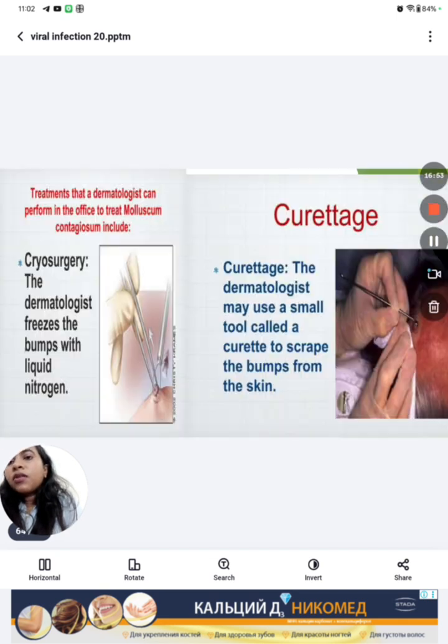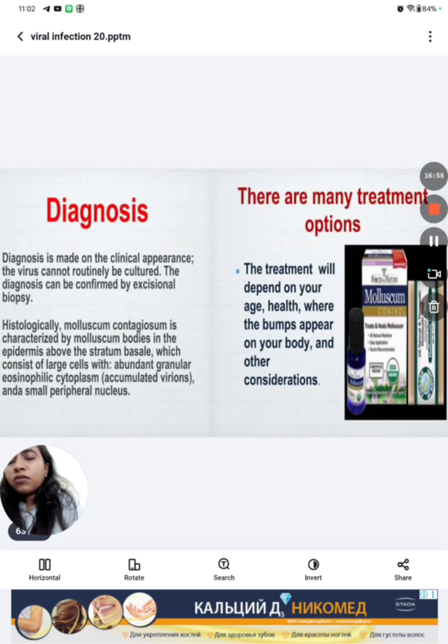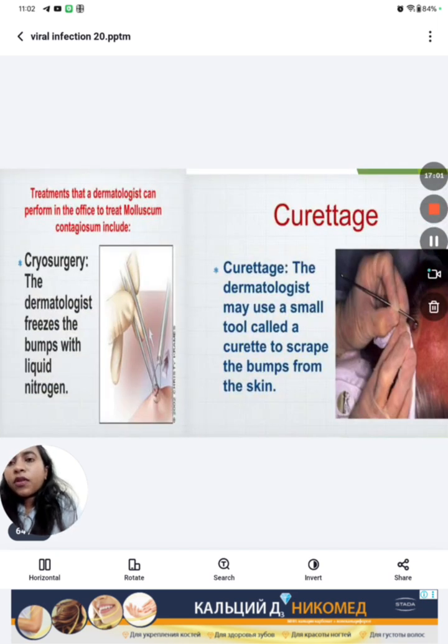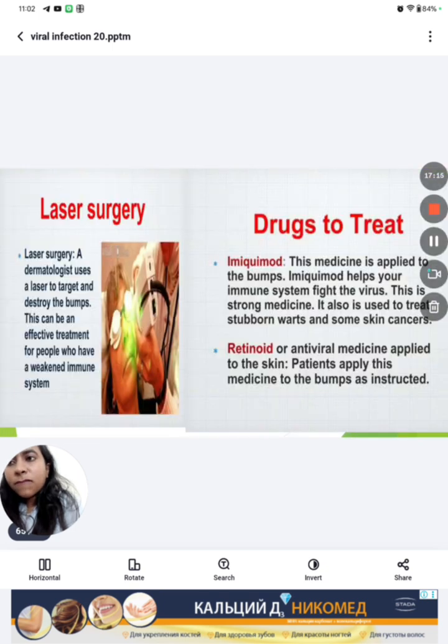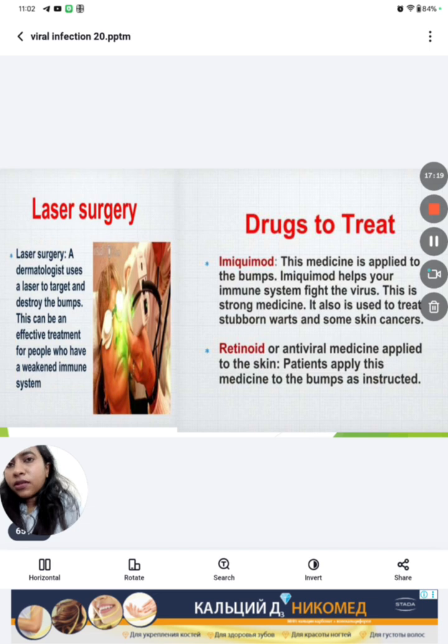Then treatment will depend upon the patient's age, health, and the bumps which appear on the body. So treatments like cryosurgery and curettage. In cryo, we freeze with liquid nitrogen. And in curettage, we do the excision. Laser surgery is there, and drugs like imiquimod and retinoid we give in this case.